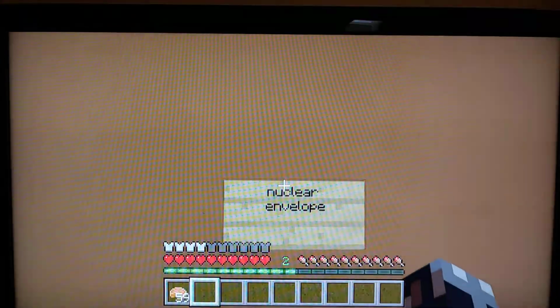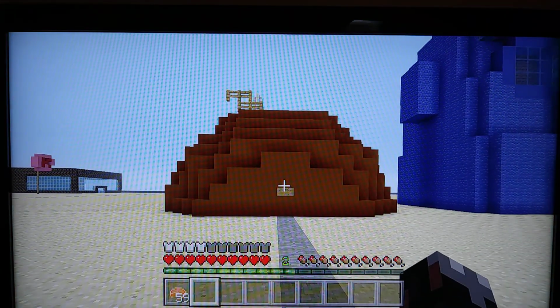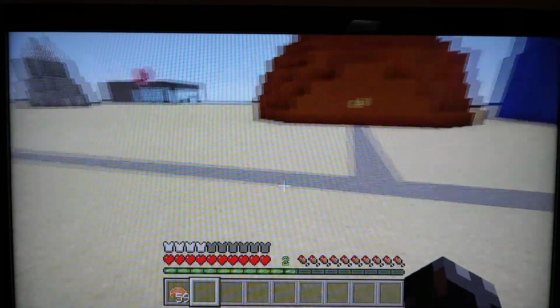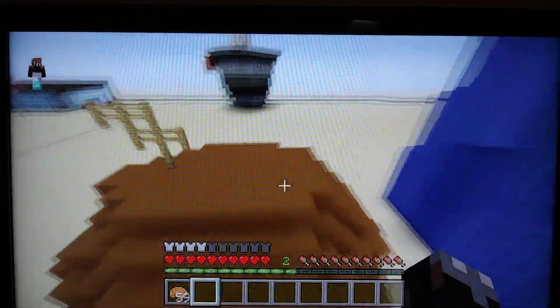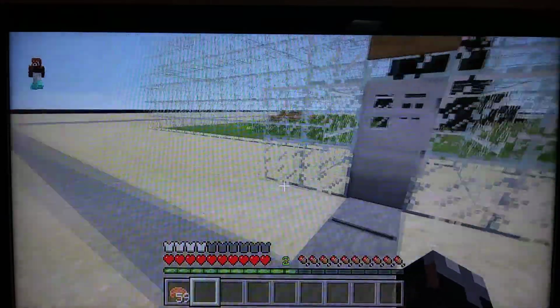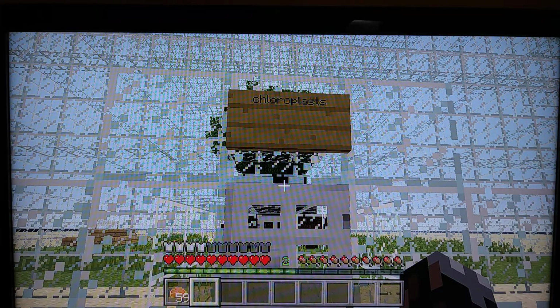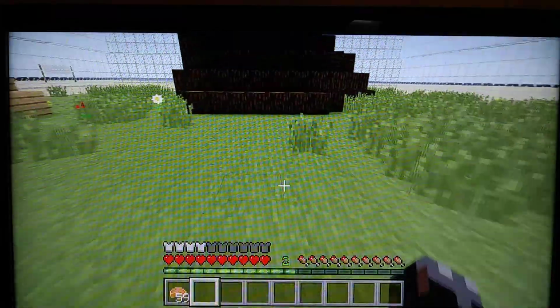Patrick's house is the nuclear envelope. It's just a rock. Moving into Sandy's house. Sandy's house is the chloroplast.